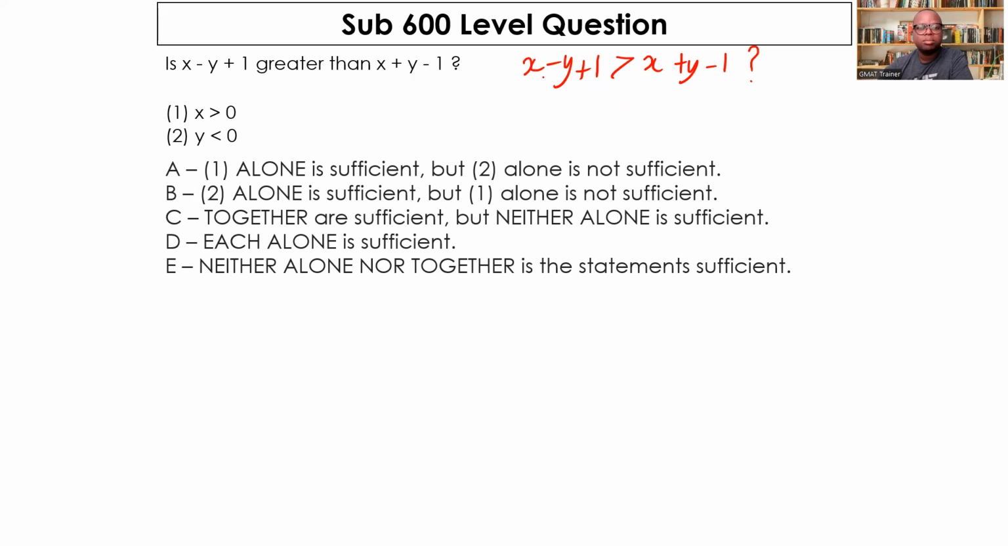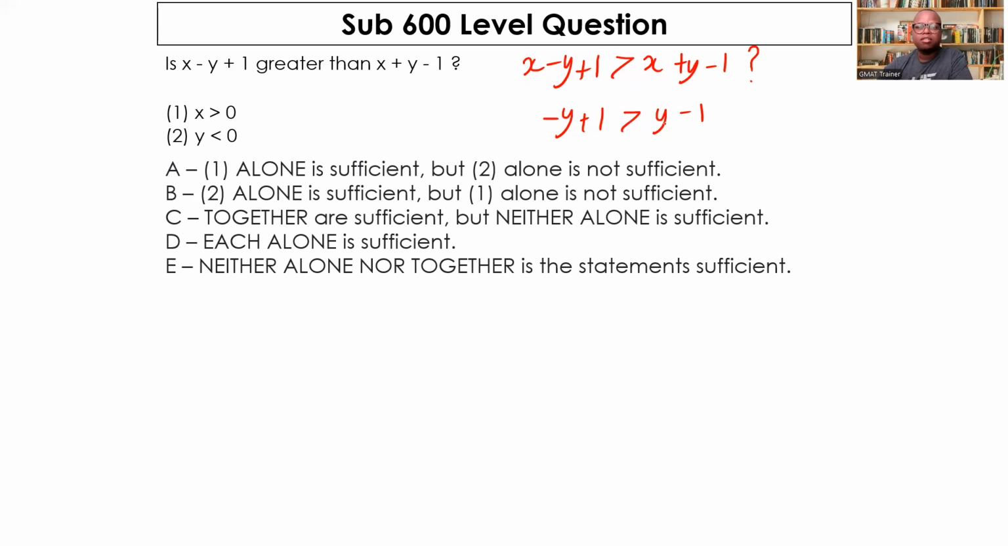to be sufficient? What will make it possible for you to know if this is true or not true? That's what you're being asked. So this is a yes/no kind of question. As you can see, we have x on both sides having the same sign. They're both positive, so we can cancel them. If you cancel them, we have negative y plus 1 being greater than y minus 1.